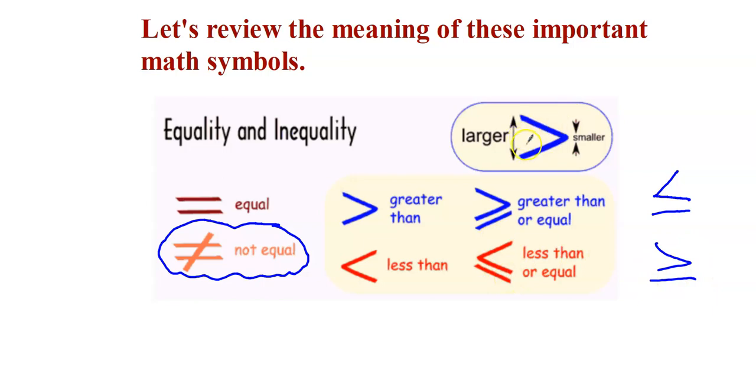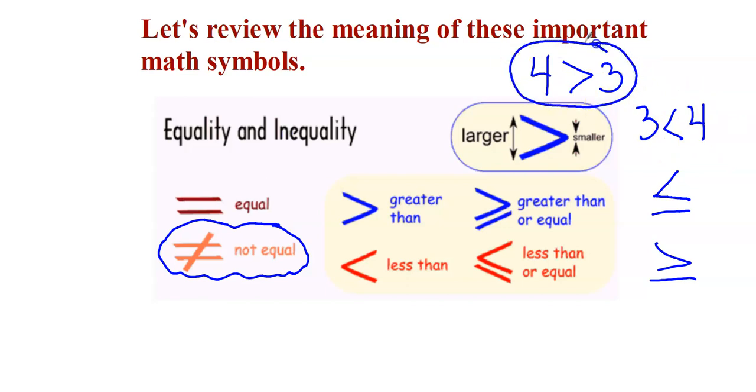And then remember, the crocodile does eat the bigger thing, but it's sort of like this. When I write it this way, 4 is greater than 3. And when I write it this way, 3 is less than 4. Now, the crocodile is still open to the bigger side, but each of those phrases is said differently. This is 4 is greater than 3, and this would be said 3 is less than 4.